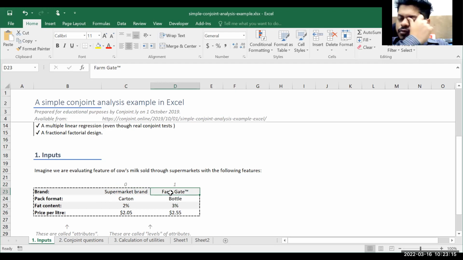I hope all of you remember how to put a regression, how to create a regression line. Similarly, pack format: carton is 0, bottle is 1; 2% is 0, 3% is 1. So I'm categorizing all those labels under each attribute, putting dummy coding to it. Because each one of them has 2 labels, I'm putting one of them as 0, the other as 1. And it is up to you. It is not necessarily that the left one has to be 0 and the right one 1. It is up to you which one you consider 0, but one of them is 0 and the other is 1.